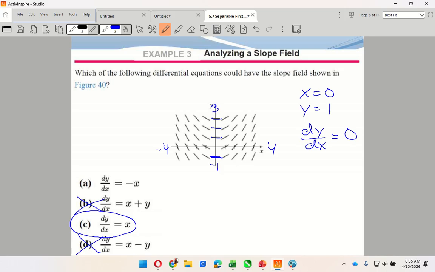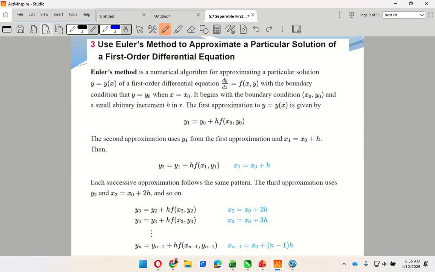All right. So there we go. Example 3. Next one's Euler's. We're going to pick that up next week, and the test is going to be, what did I say? Thursday? Yeah, Thursday next week, because we still have a couple days to finish this.